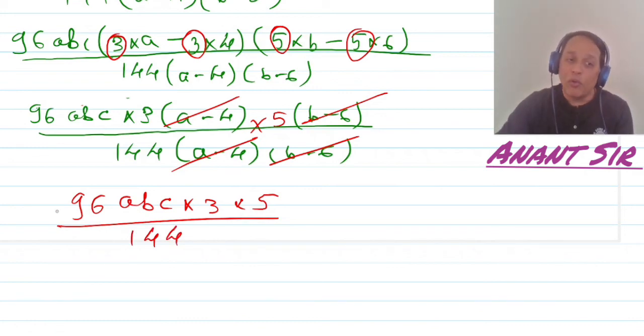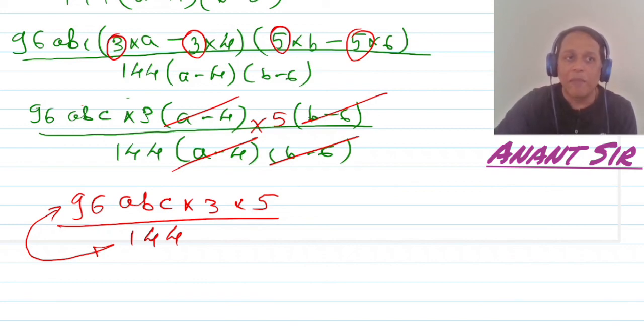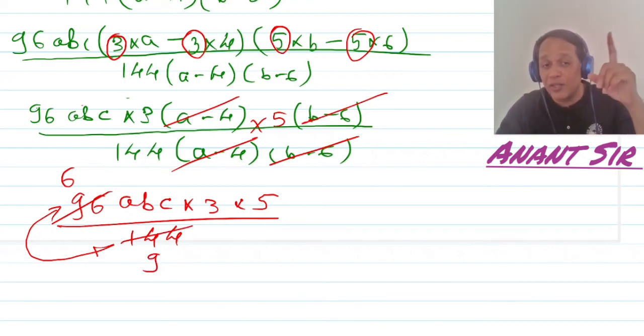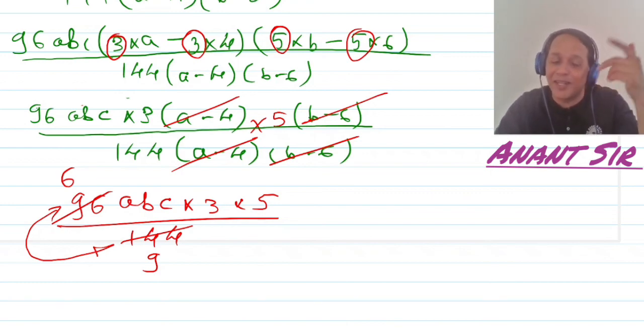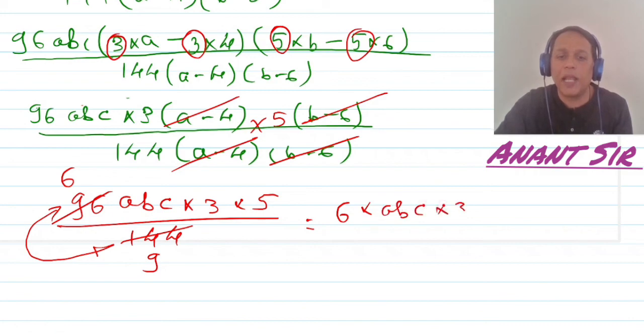So now if you remember 144 and 96, they are divisible by 16, the greatest number, okay. So I am dividing both by 16. So 16 6s are 96, 16 9s are 144. That means 16 is not the greatest number which divides both, okay. There is a greater number than 16 also. But the answer is going to be the same. Don't worry. So now what remains is 6 into ABC into 3 into 5 divided by 9.